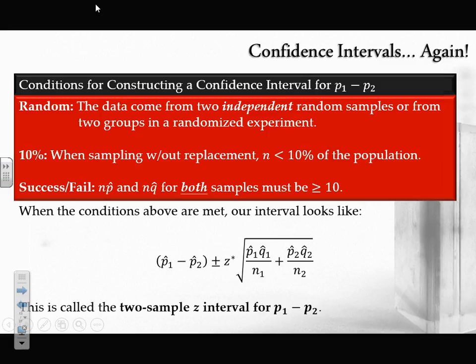And then standard error is just your p hat, q hat for both samples over their respective sample sizes. Are we going to learn a calculator way to solve this, or is that the only way? Nope, we're going to learn the calculator way as well.